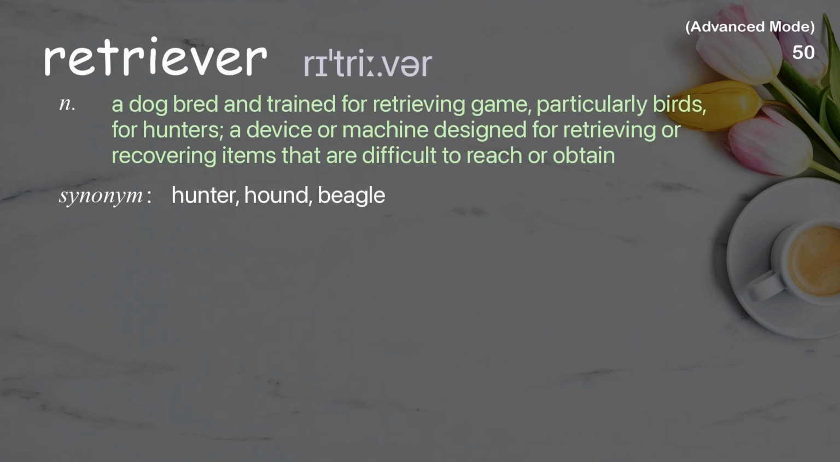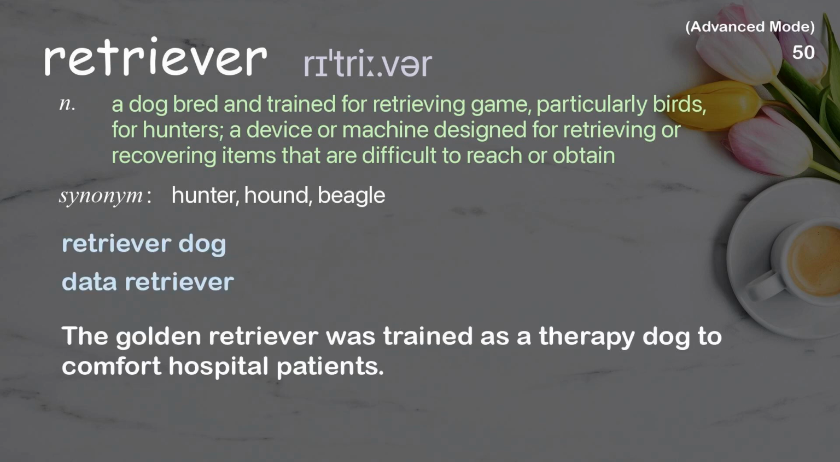Retriever. A dog bred and trained for retrieving game, particularly birds, for hunters, a device or machine designed for retrieving or recovering items that are difficult to reach or obtain. Examples: Retriever dog. Data retriever. The golden retriever was trained as a therapy dog to comfort hospital patients.